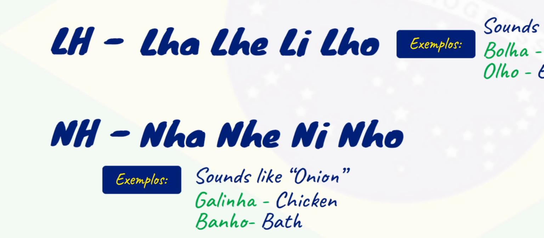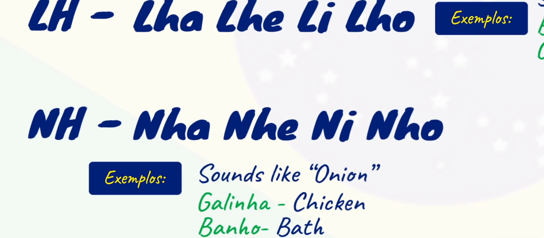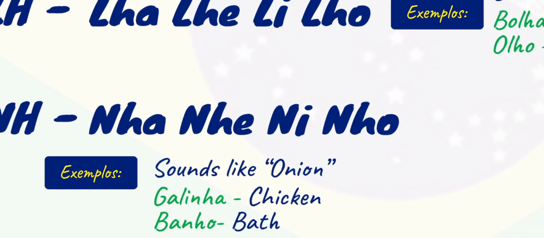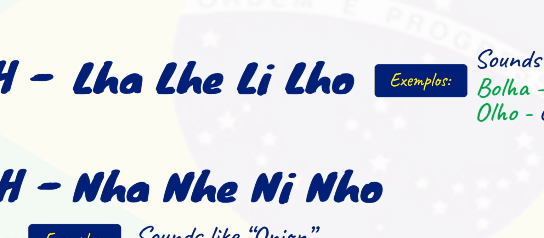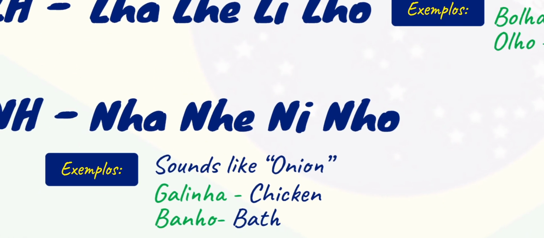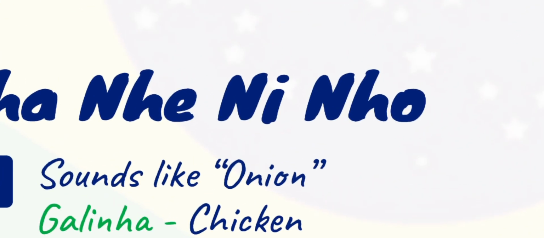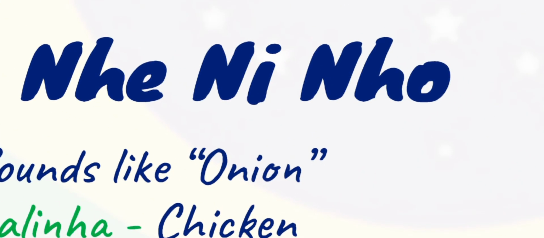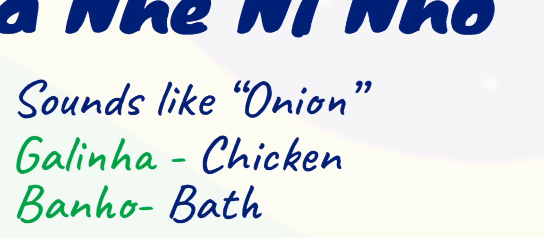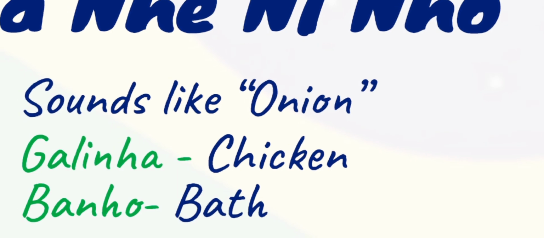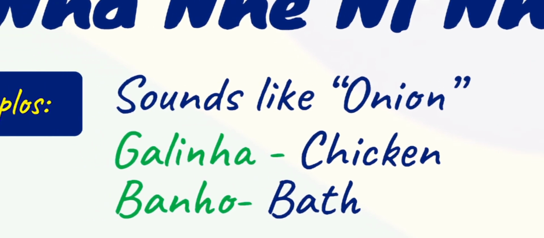And we have NH, that has nha, nhe, and nho. And ni does the same pattern as li. So, examples, it will sound like onion. Focus on the sound, onion. Did you perceive the evolution? Onion. So we have words like galinha, that's chicken, galinha.